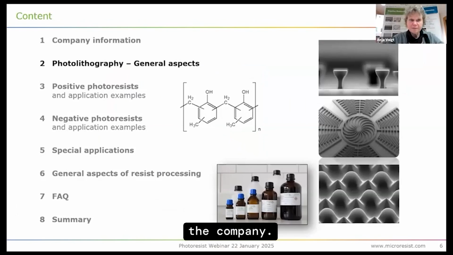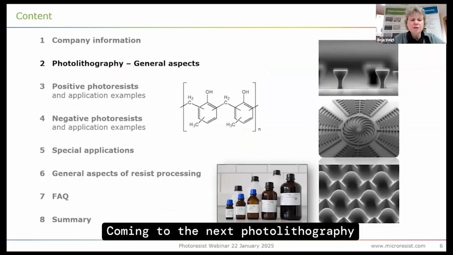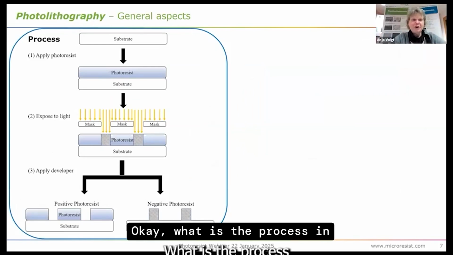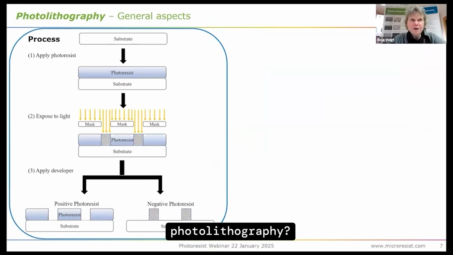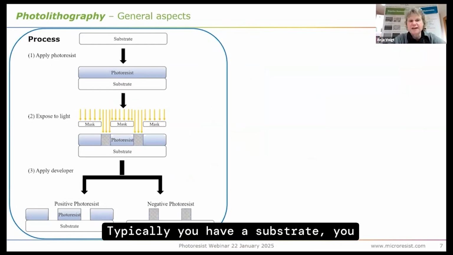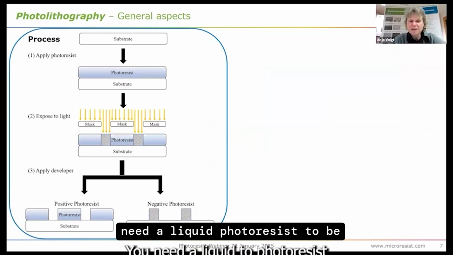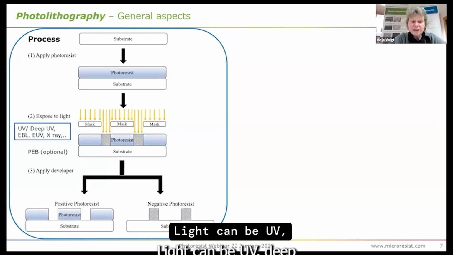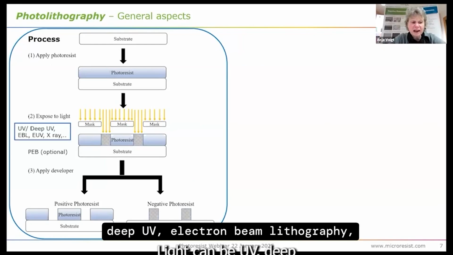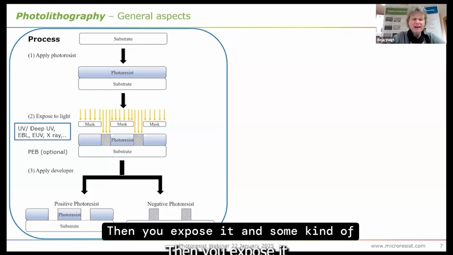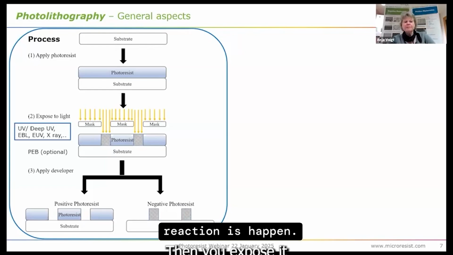the company. Coming to the next, photolithography general aspects. Okay, what is the process in photolithography? You would like to pattern something very small. Typically, you have a substrate. You need a liquid photoresist to be coated on the substrate. Then it is exposed to light. Light can be UV, deep UV, electron beam lithography, extreme UV, X-ray, or what else. Then you expose it and some kind of reaction happens.